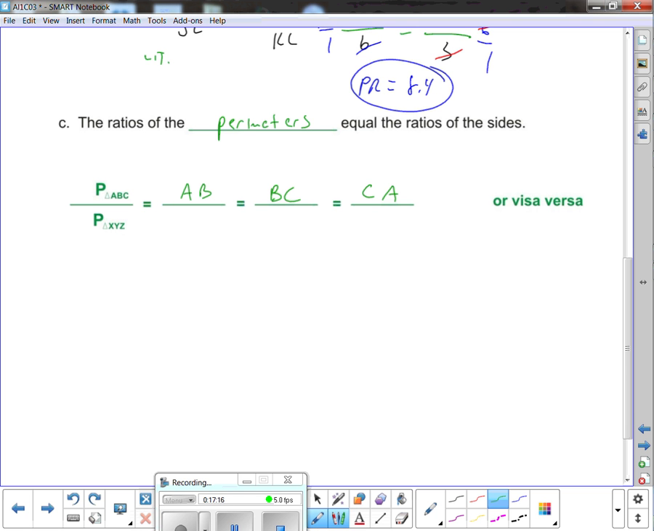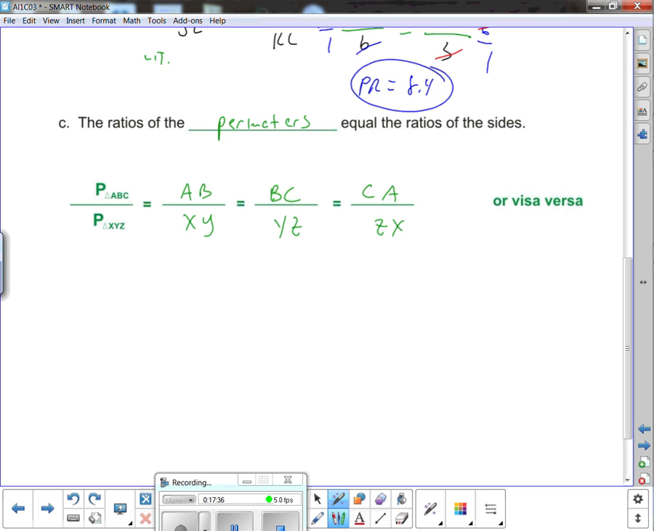And now I'm doing the bottoms, right? What side goes with side AB? And hopefully you think XY, right? And what side goes with side BC? And hopefully you look and say, oh, it's YZ. Again, we're reading the order of the letters, right? And CA on the top gives you a ZX on the bottom.